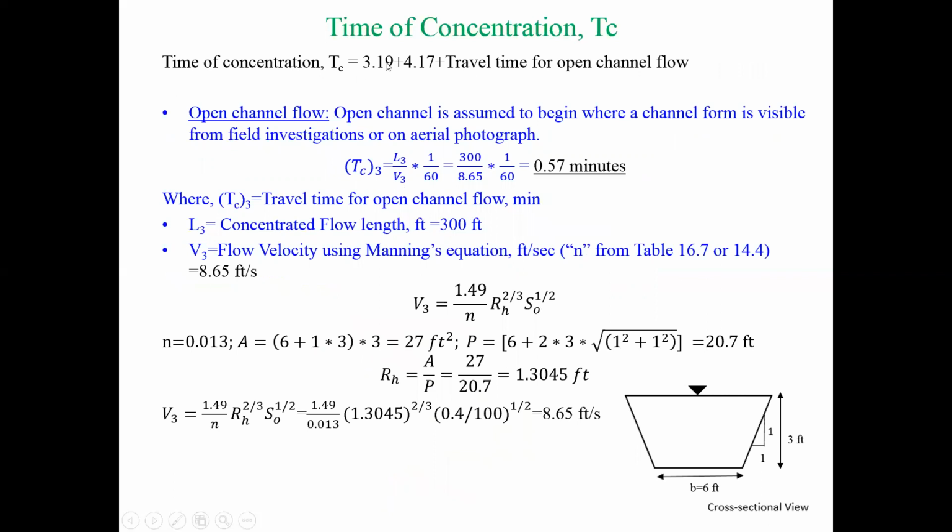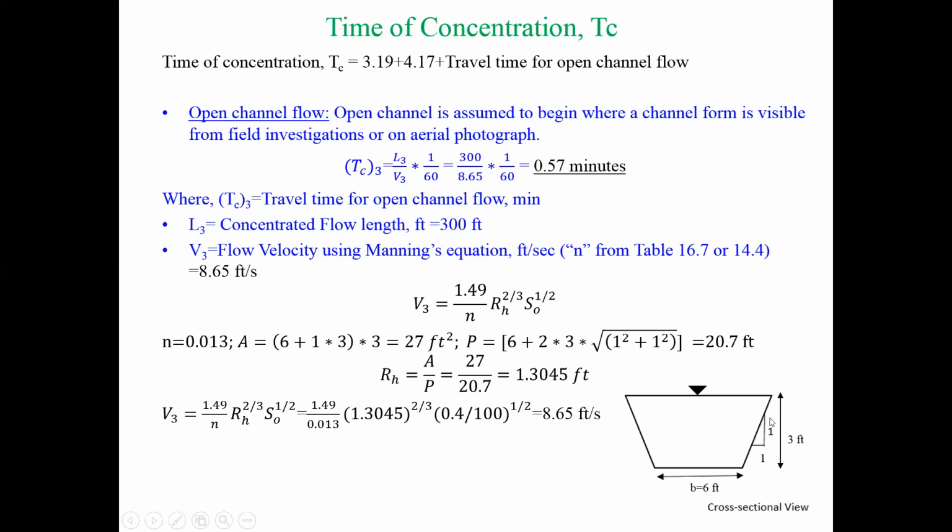So now we have sheet flow and shallow concentrated flow. The last thing we need to know is the travel time for open channel flow. So we need to know the length and the velocity. Length was already given, which is the last 300 feet. And V3, since it's open channel flow, we have to use Manning's equation. For Manning's equation in the FPS system, that was the equation. And since the surface type was the same, we can use the same N, 0.013.